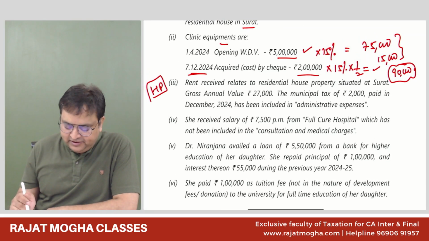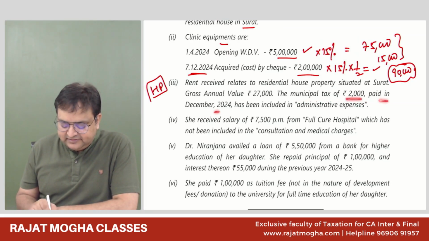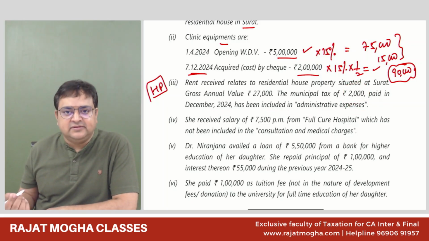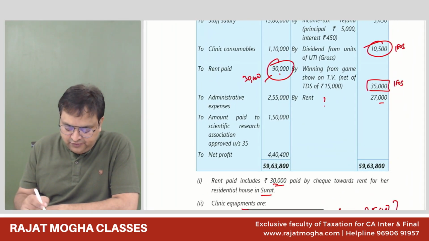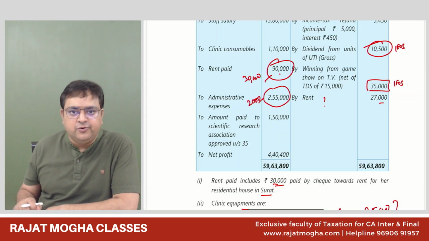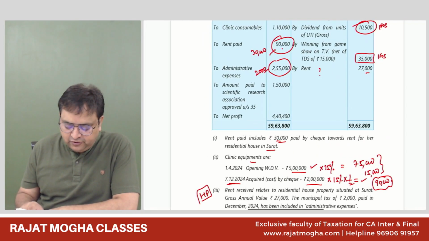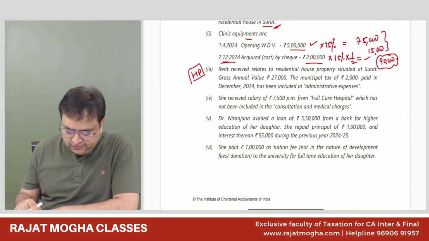But one of the important points they are saying, if you read the last line, is that the municipal taxes of 2,000 paid in December 24 have been included in the administrative expenses. So 2,000 is not my business expense. It is a house property expense. So this assessee has debited this 2,000 in the admin expenses. So 2,000 would be disallowed from here. It's related to house property. Okay. So she's paying rent also. She's paying rent where? In Surat, and she is also receiving rent from one of the properties.